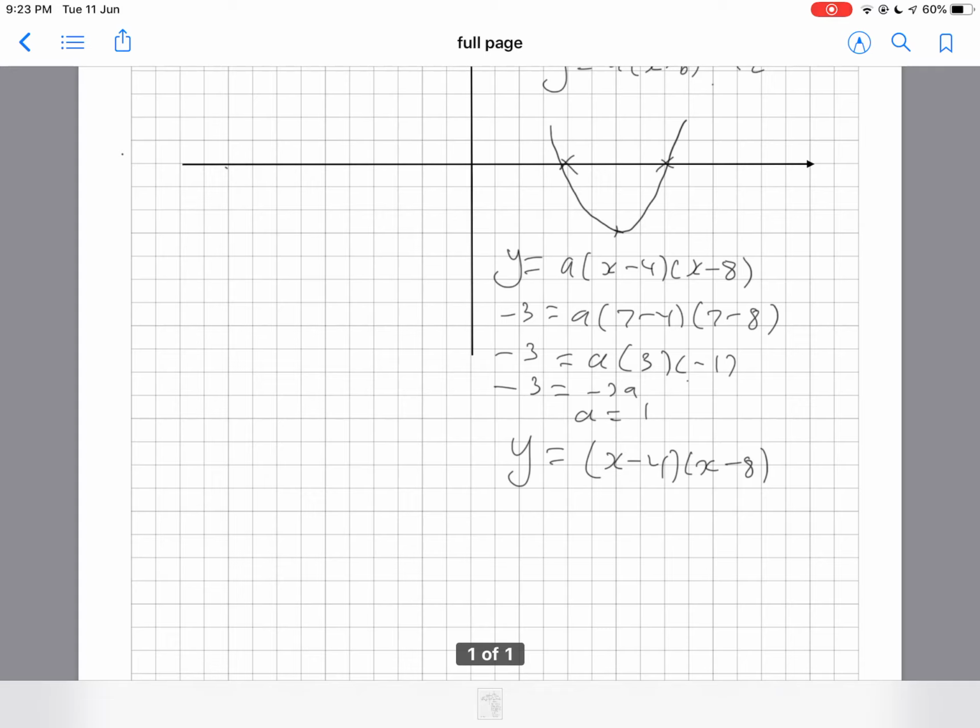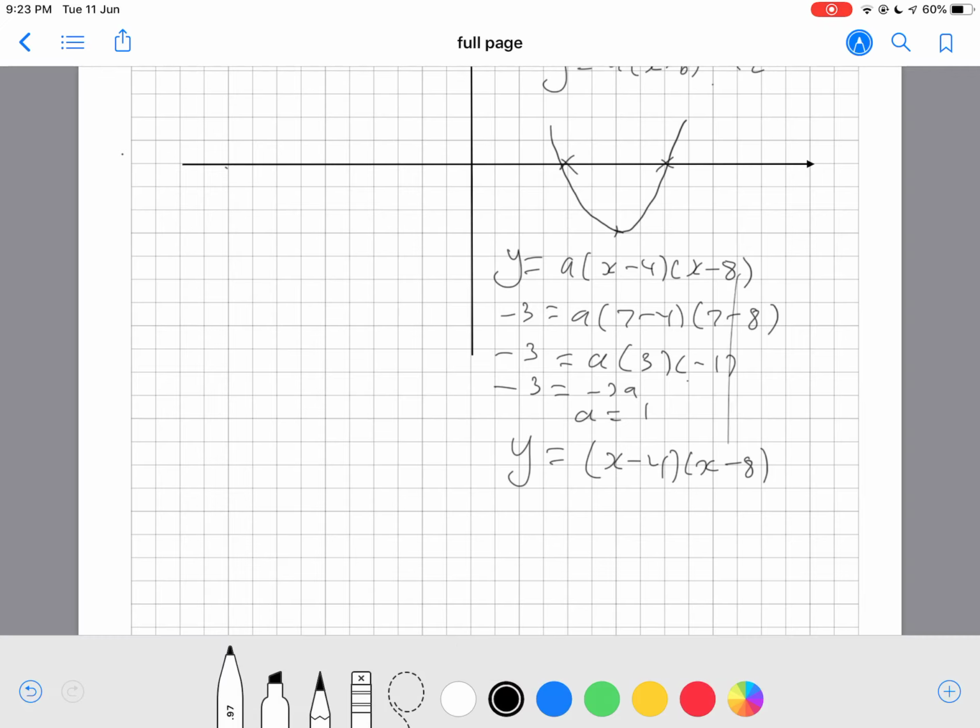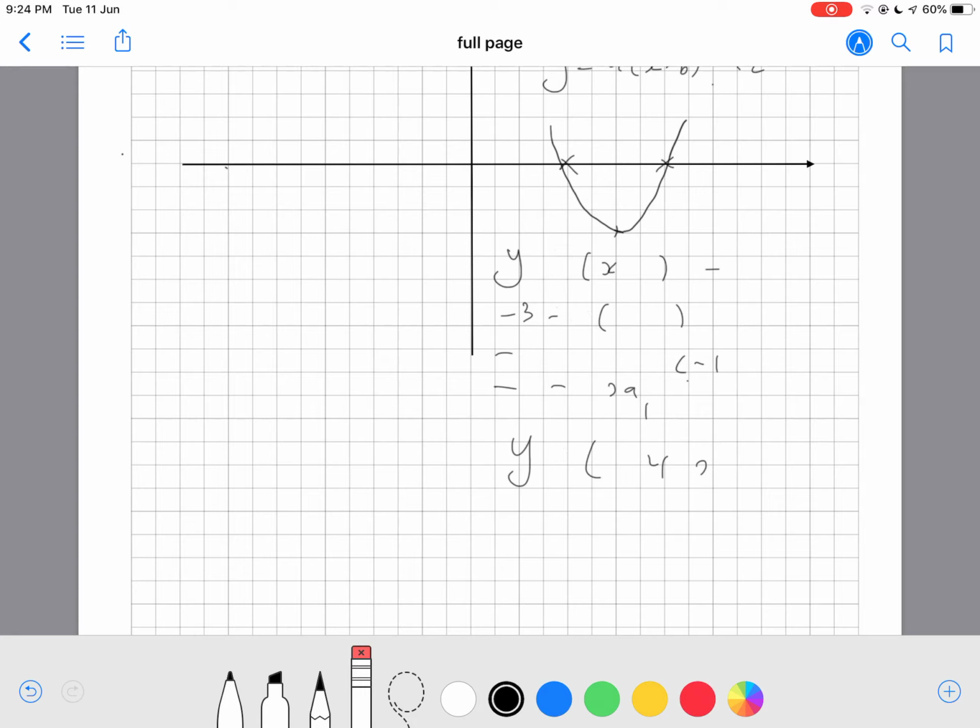Yep. That's basically our x-intercept format. Okay, our vertex equation, that's also pretty straightforward. We'll just give a random parabola.